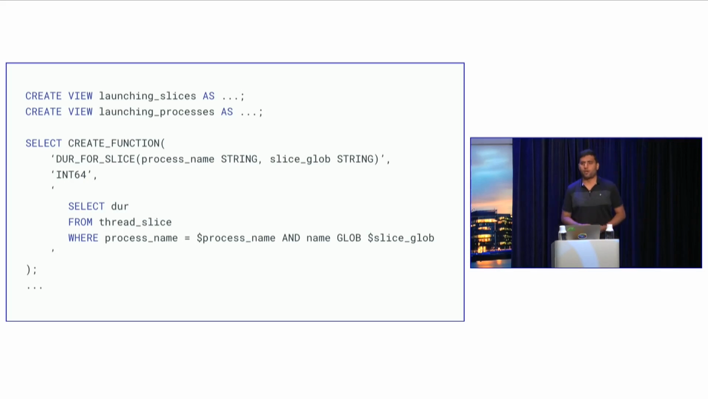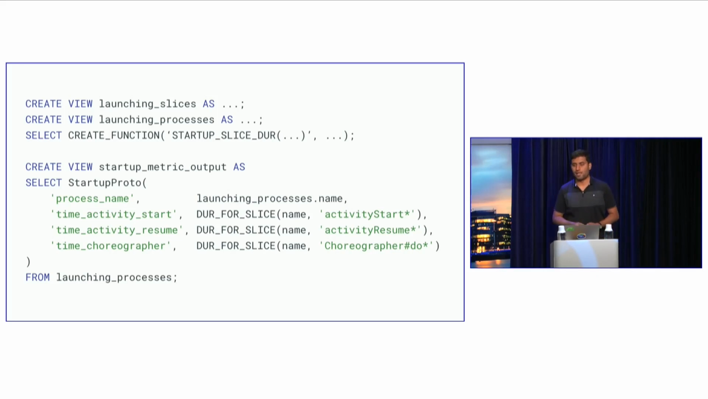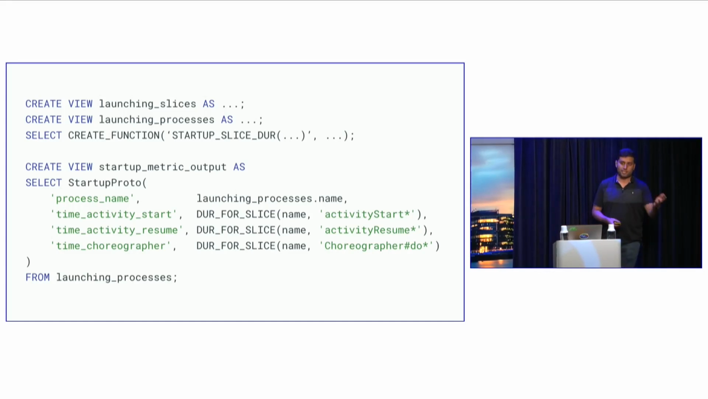Next, and this is an example of creating a function in trace processor. You can basically say, okay, I want to get a duration for a slice, for a given process name and a slice glob, right? So I'm going to say, give me the duration from the thread slice table, which gives you access to the slices associated with a thread, as you might imagine, where the process name is X and the slice name has this pattern, right? And this is how you create the final result. You basically say, I'm going to extract the data from the launching processes table. I'm going to get the process name, and then I'm going to use the function to compute the activity start, resume, and so on aspects of the startup, right?